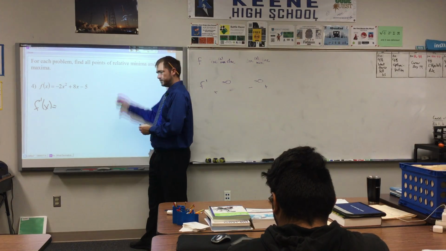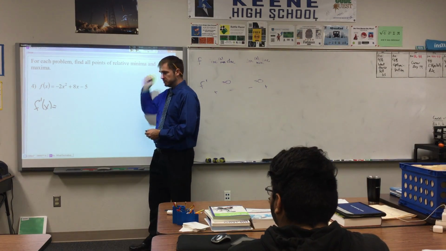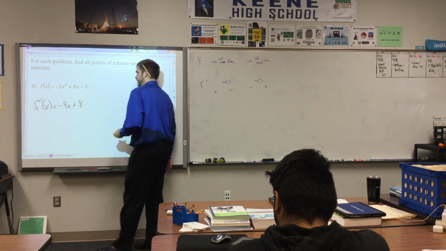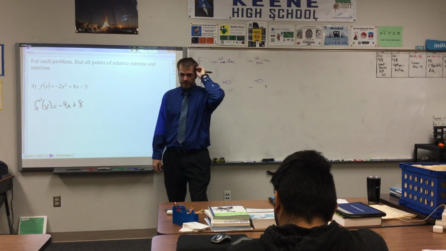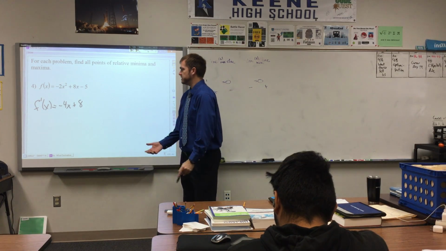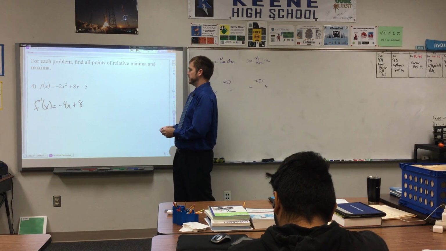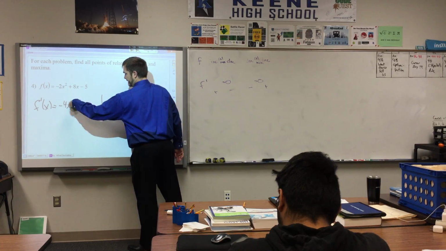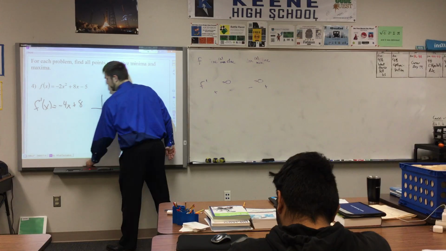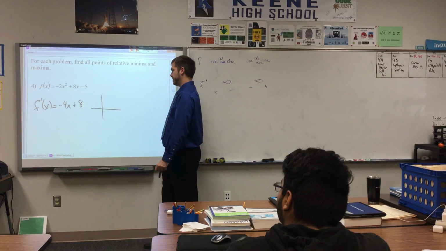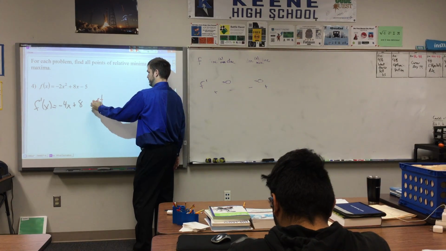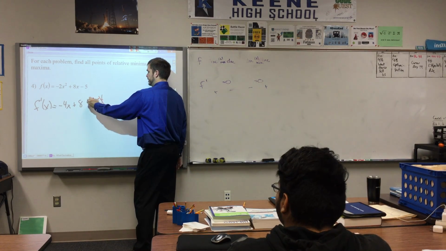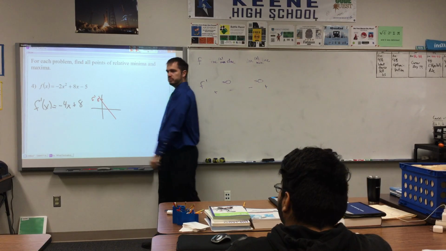f prime of x is equal to, call it out to me, class. Negative 4x plus 8. What we did earlier is we sketched this. Anybody know what that graph looks like? Negative 4x plus 8. The y-intercept is at 8, and it has a slope of negative 4. So it's going down, something like that. This is the graph of f prime.